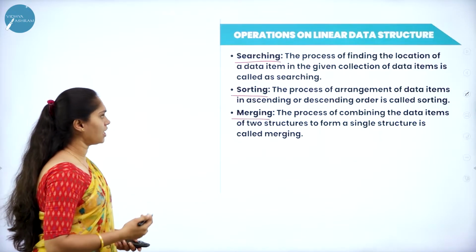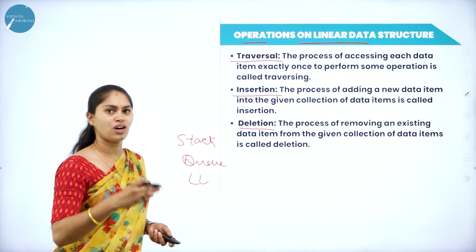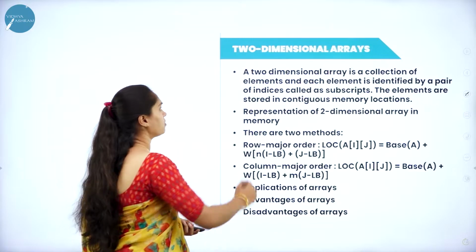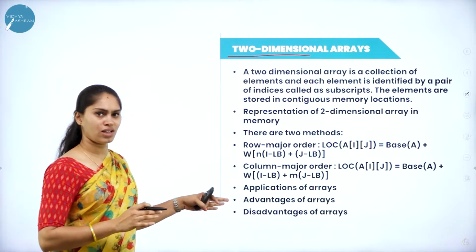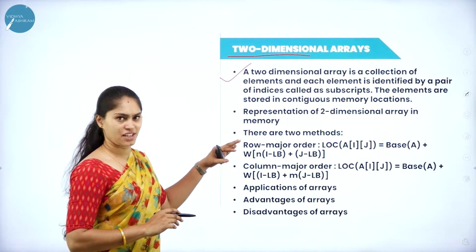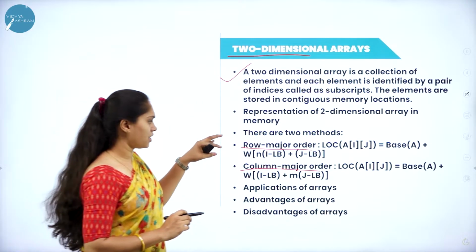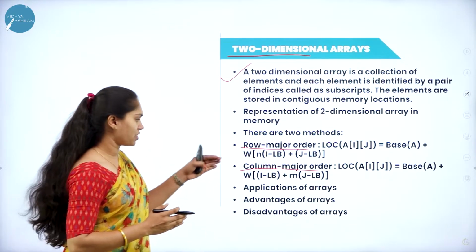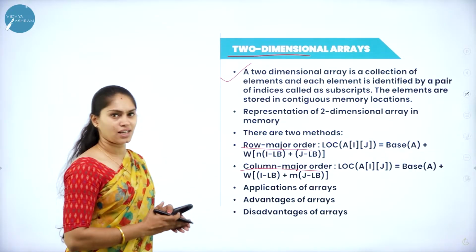But when you are answering a question related to the operations of a linear structure, you should not point only to stacks or queues or linked lists. It must be common to all kinds of data structure. Then what is the next thing? We have one-dimensional, two-dimensional, multi-dimensional arrays. In the two-dimensional array, what you have to learn is its definition. What do you mean by a two-dimensional array? And its memory representation, which includes row major order and column major order. You have to understand how we find the location in row major order, and how we represent the arrays in column major order. All of that you have to present with an example along with the particular formula.